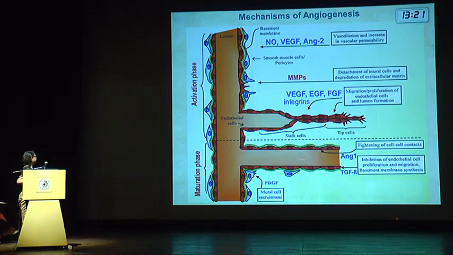Next comes the maturation phase, when there is tightening of cell-to-cell contact by ANG1 and inhibition of endothelial cell proliferation, migration, and basement membrane synthesis by TGF-β. And TGF recruits the mural cells.